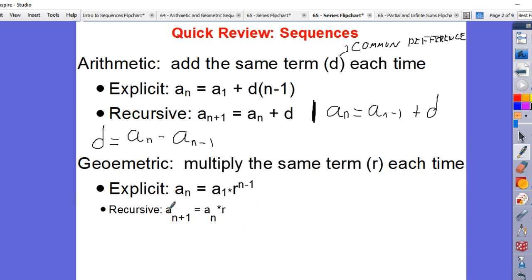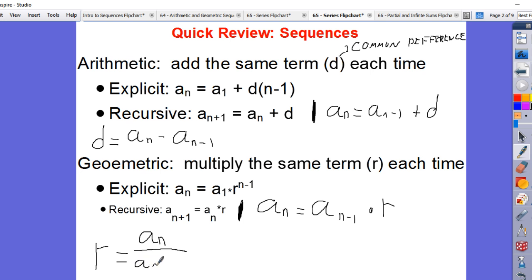Recursively, AN plus 1 is equal to AN times R, which means the next term is equal to the current term times R, or the current term AN is equal to the previous term AN minus 1 times R. That's a quick review of sequences. Last thing is that R, our common ratio, is equal to AN, a current term, over AN minus 1, the previous term. So any term divided by the previous term is equal to R, which is what we multiply each time to get our sequence.